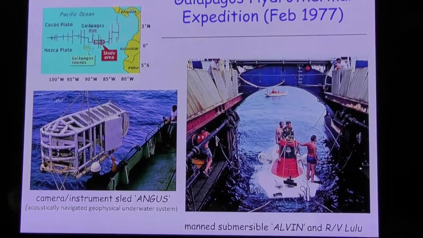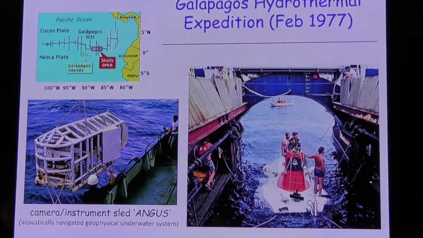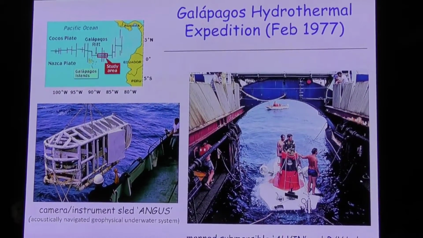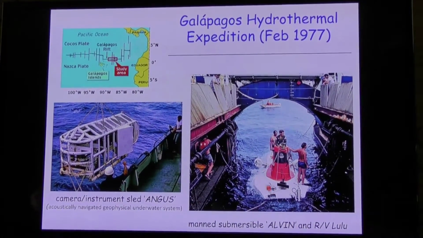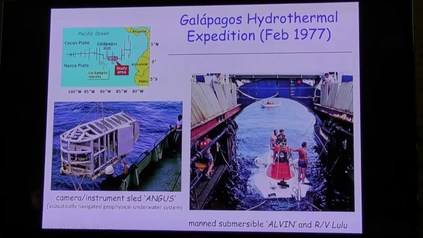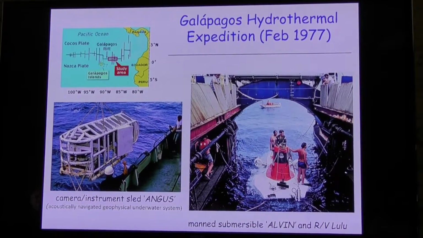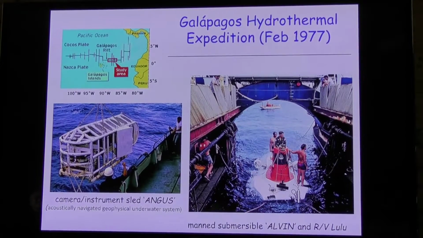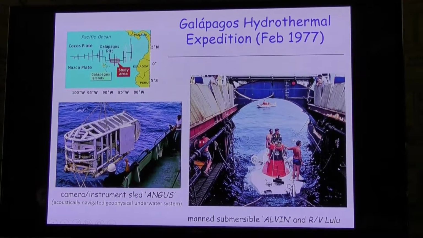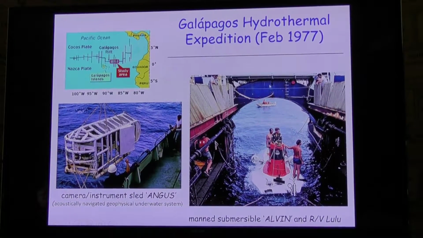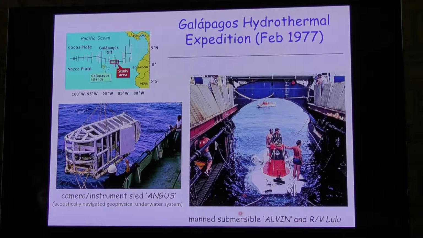It's a catamaran, basically, with a hole in the middle of the deck that was able to launch the manned submersible, or the human occupied submersible, for the gender non-specific, Alvin. Okay? So Alvin is launched through a hole in the middle of the deck, in the aft part of the deck. And the other instrument that was used was called Angus, which is an acoustically navigated geophysical underwater system.